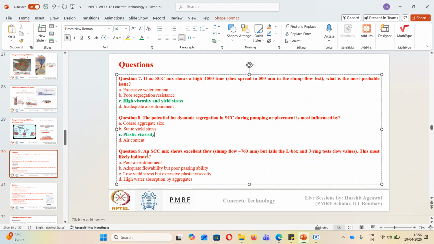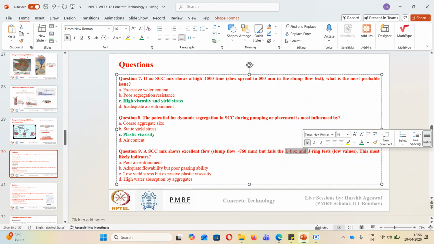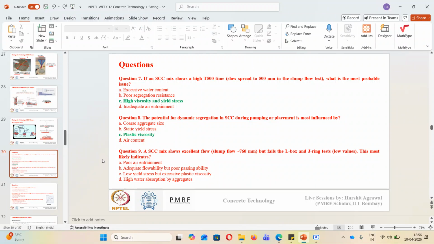Question number 9. A self-compacting concrete mix shows excellent flow. Okay, slump was around 760 mm, but it failed the J box or L box or J ring test. So it was showing flow, but it failed those tests. So what is the most possible indication of such concrete? What is the issue with the concrete?